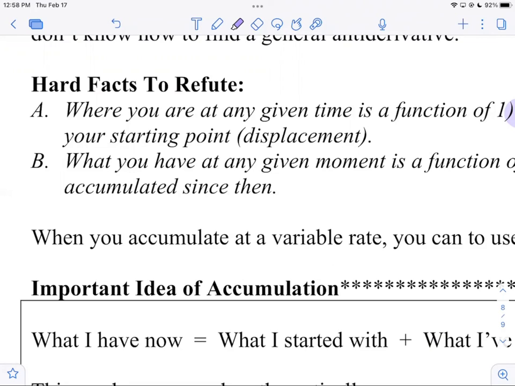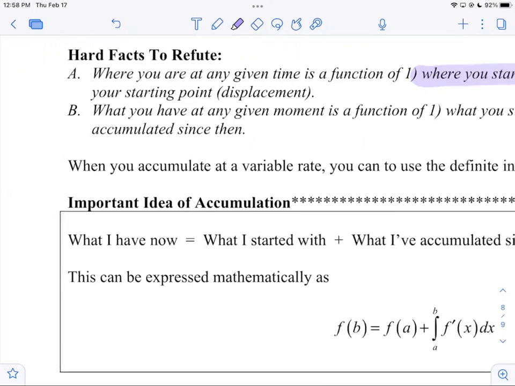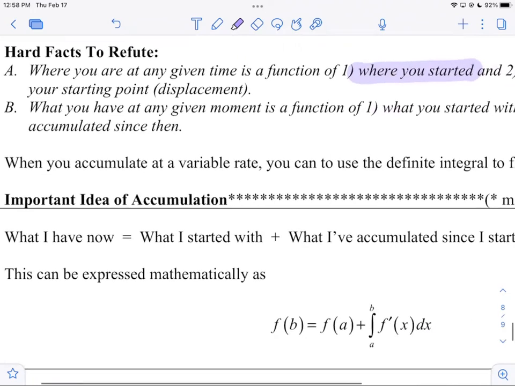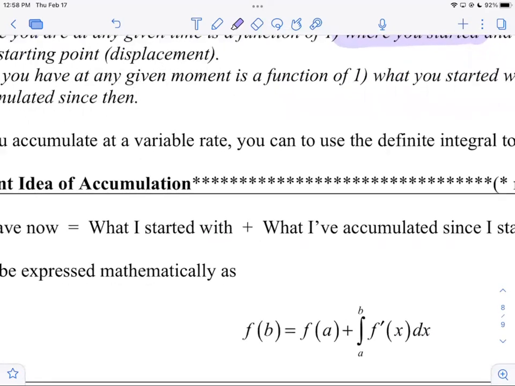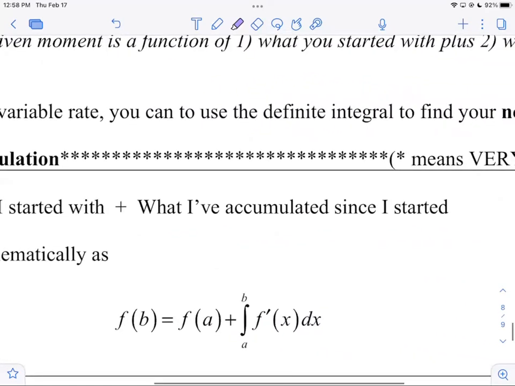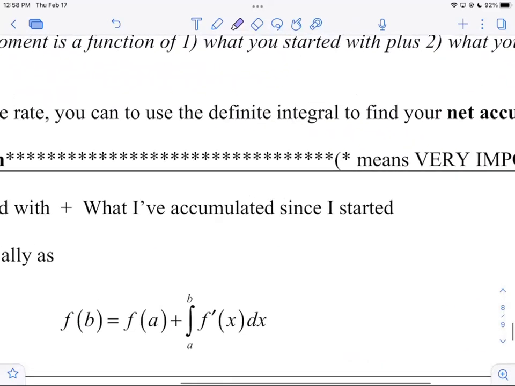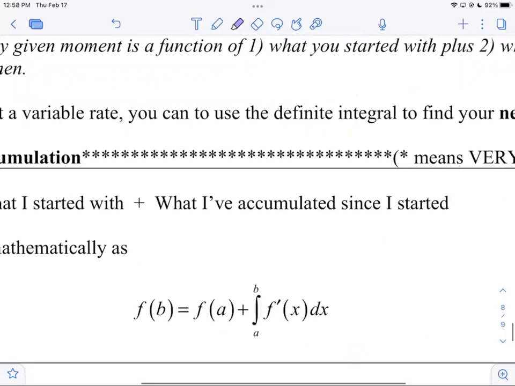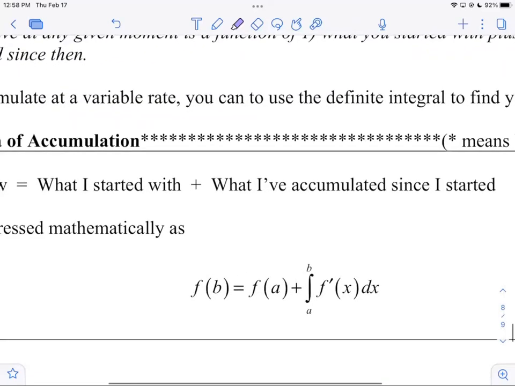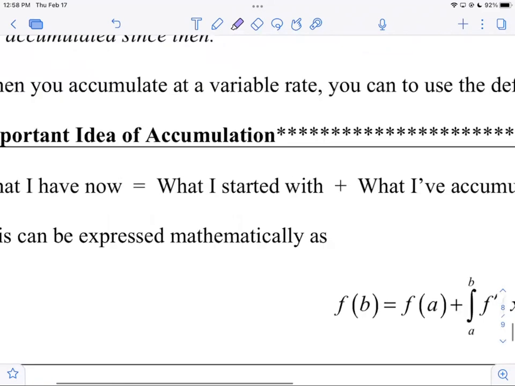What the heck does that have to do with example 18? Well, it's the important idea of accumulation. Look how many asterisks we have here. That's a lot, right? Now, one of these asterisks means very important. One of them does. So look how many we have. Don't count them. It'll make you cross-eyed.